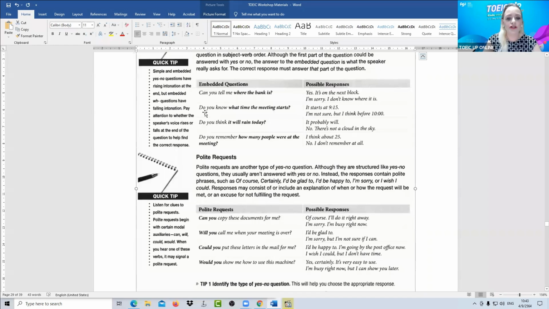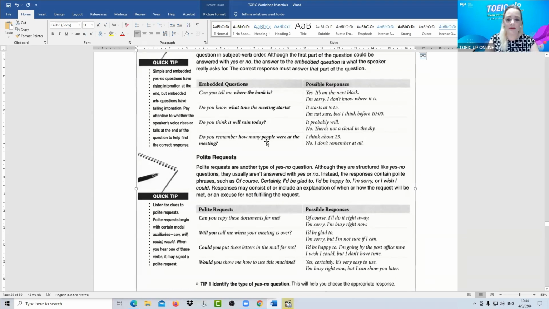Do you know what time the meeting starts? We're looking for a time. It starts at 9:15, so we're not saying yes, we do know. We are telling them what time. I'm not sure, but I think before 10. We are answering the question, what time does the meeting start? Do you think it will rain today? It probably will. Or no, there's not a cloud in the sky, and we all know rain comes from clouds.